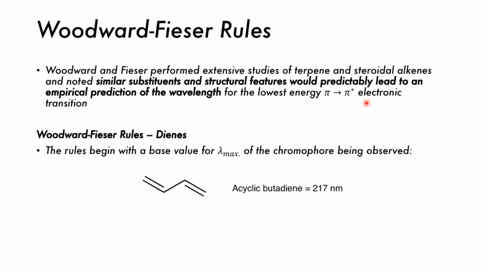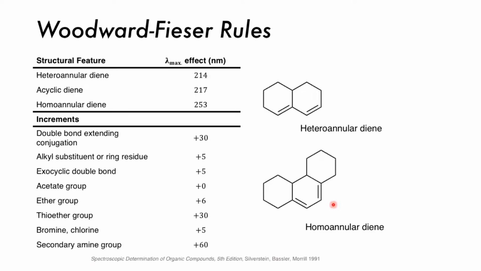So for example, the Woodward-Fieser rules for dienes. The rules begin with a base value for lambda max of the chromophore being observed. So it depends on the structure initially. In the acyclic butadiene, it starts at 217 nanometers as the basic absorbance wavelength. And then if we add other things like methyl groups and so on, that will affect the wavelength and change it, but by a relatively predictable amount. So here are some tables of the rules.